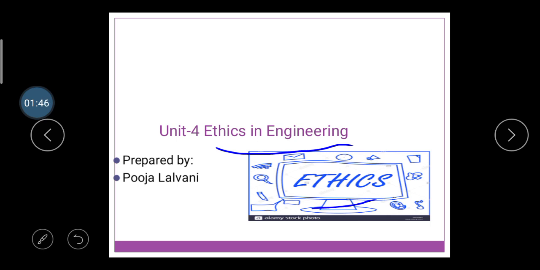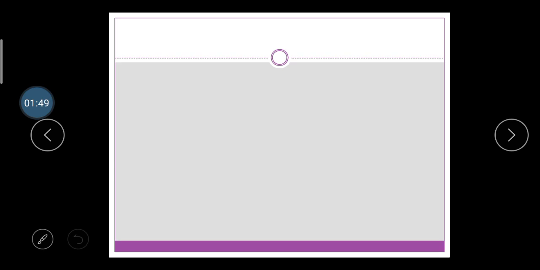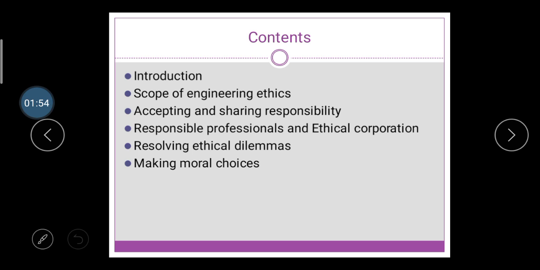Okay, so in the next slide you can see the content. What is the content of unit number 4? The contents are: introduction, then the scope of engineering ethics, then third, accepting and sharing responsibilities, fourth, responsible professions and ethical corporations, then resolving ethical dilemmas and making moral choices. So in this unit you will learn six topics. In this video lecture I consider the first three topics. Okay, let's start.